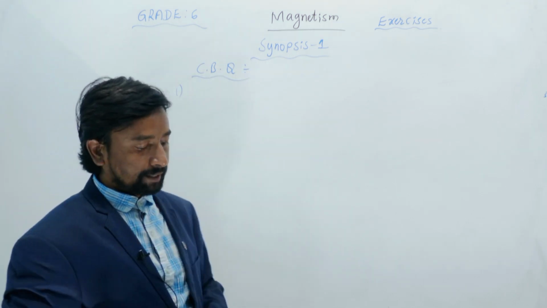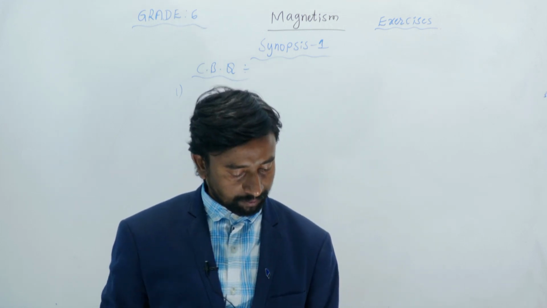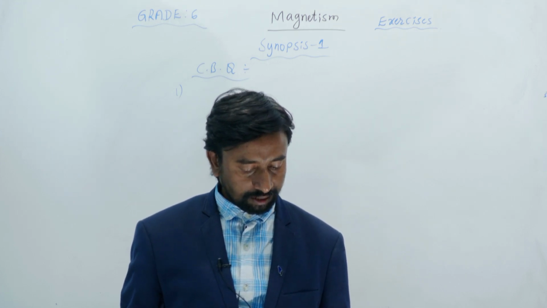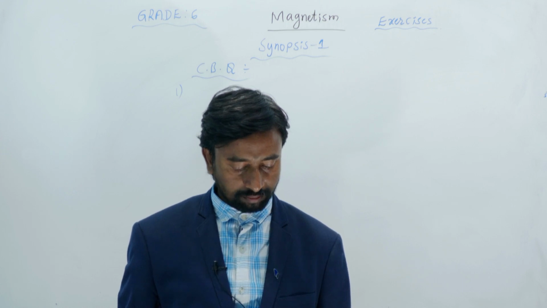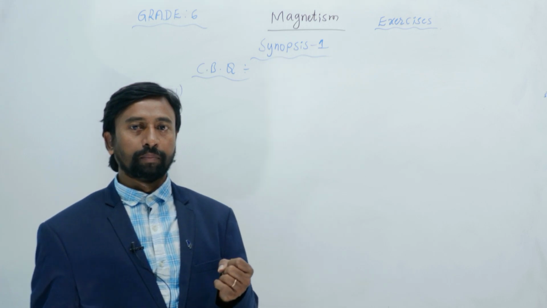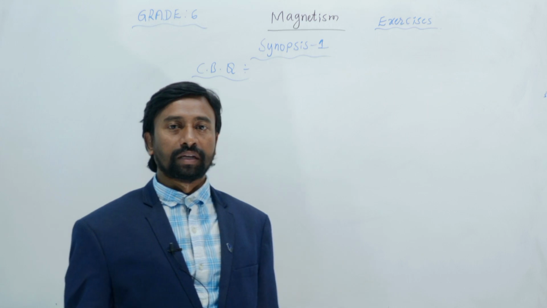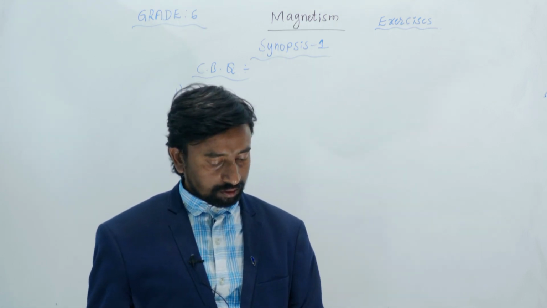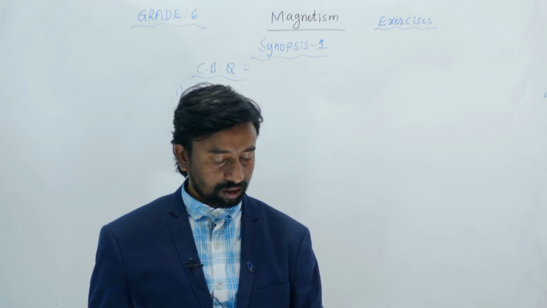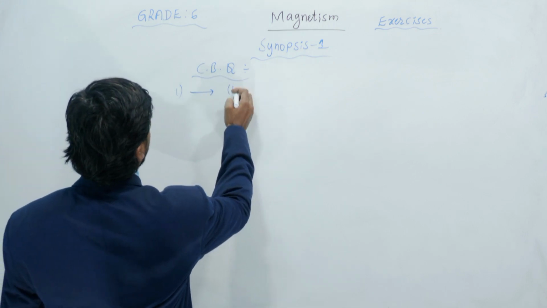In the synopsis 1 concept based questions, the first question is: temporary magnets are made up of. Here soft iron, steel, stainless steel, and copper are given. So it is soft iron. Temporary magnets are made of soft iron, and even we can say the electromagnet. Soft iron and the electromagnet are the temporary magnets we have seen in the concept. So the first question's answer is option 1.